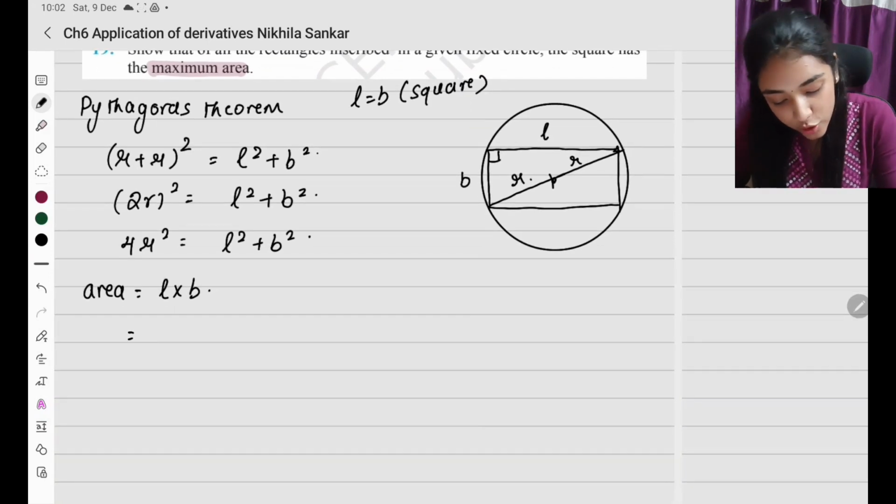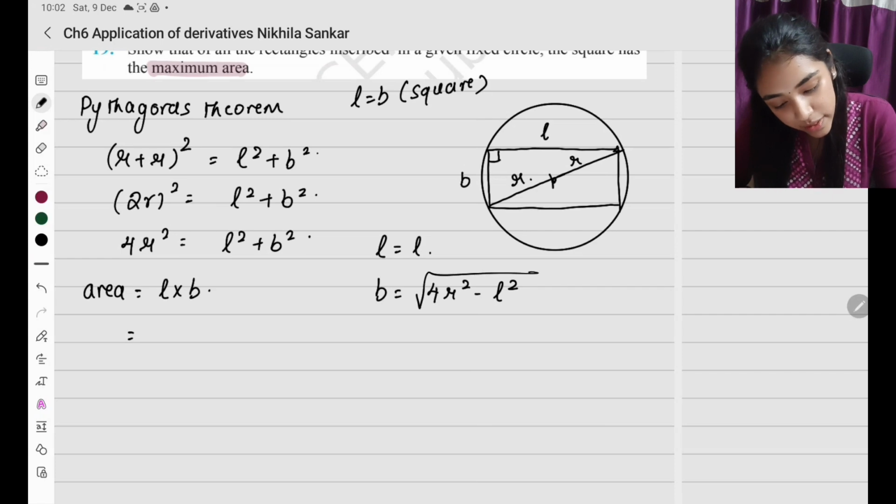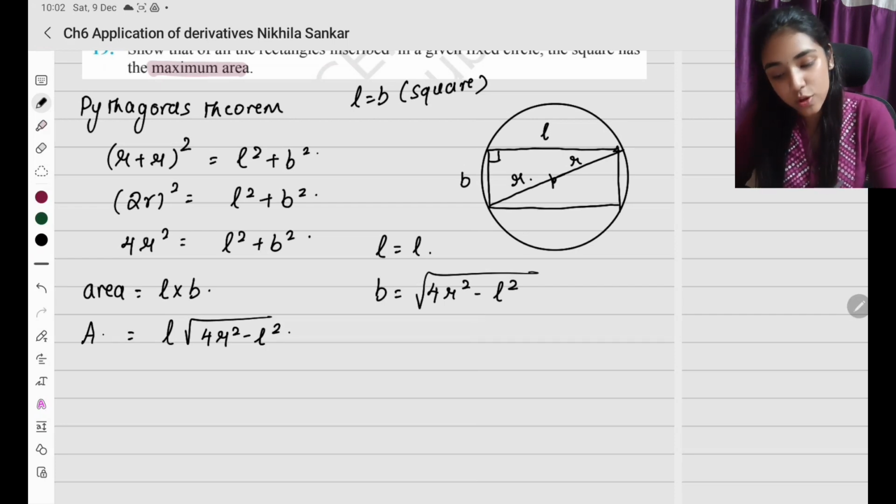I'll take the length as L. So breadth, I can see that it is going to be the square root of 4r square minus L square. Okay. So L into b is L times the square root of 4r square minus L square. This is going to be my area.